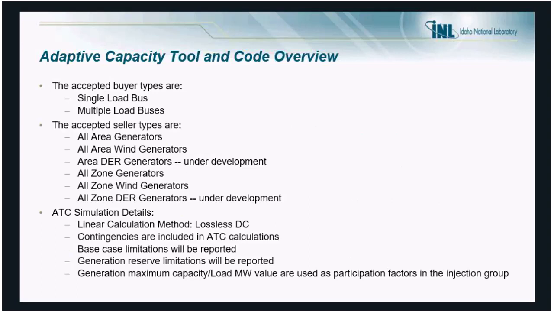This slide is talking about the ATC simulation details that we have in the tool developed. As I mentioned before, there are two types of Bayers that we accept in this tool, and also there are 6 different types of stellars we accept in this tool. For the ATC simulation details, it's consistent with the ATC user interface example that I just did, where we use the lossless DC as the linear calculation method.